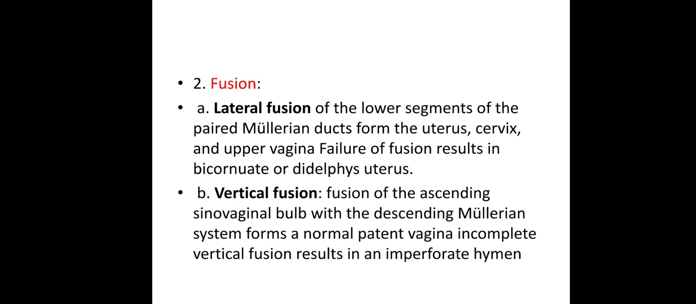The second problem can occur in the fusion. We said that the two ducts will start forming, and then they come to the midline and fuse. The caudal end of it fuses to form the uterus, the cervix, and the vagina. So the fusion doesn't occur properly. It can be a lateral fusion problem, or it can be vertical fusion. Where it is fusing with the sinovaginal bulb, there can be a problem with that. So there's a vertical fusion defect. There can be an imperfect hymen, because the vertical fusion is where it comes and fuses with the sinovaginal bulb, and that is what is going to form into a vagina. And the lateral fusion defect will result in a bicornuate or a didelphys uterus.